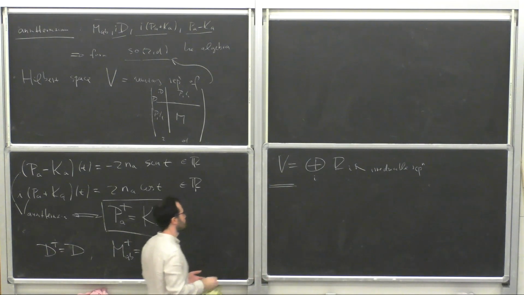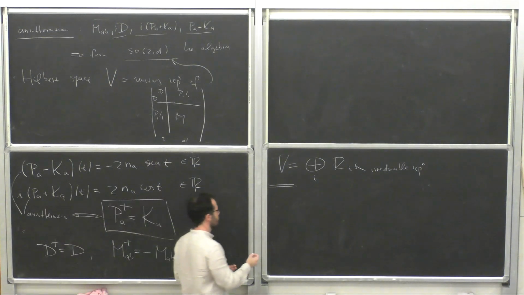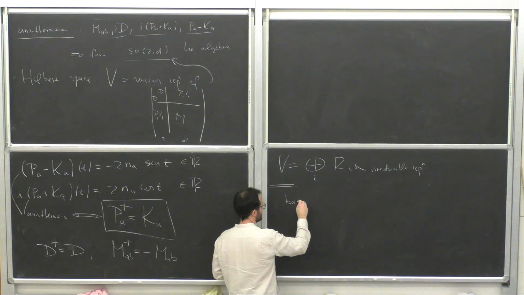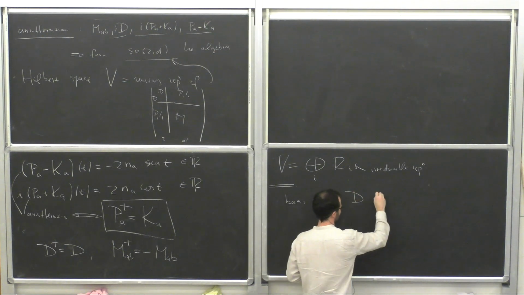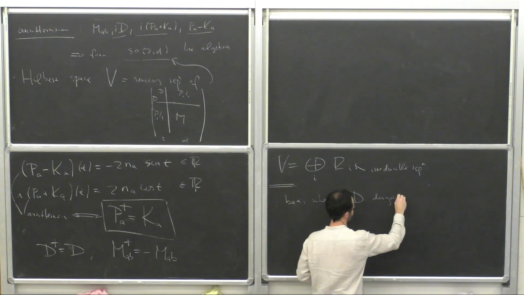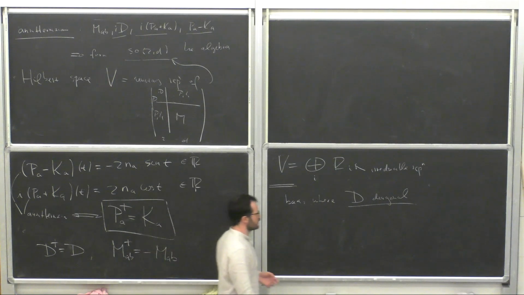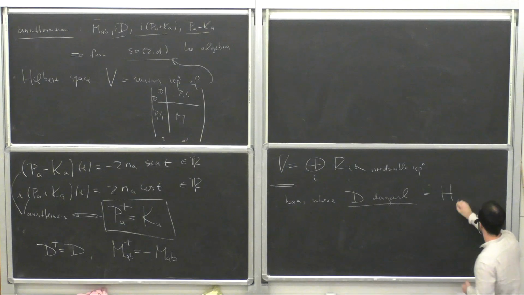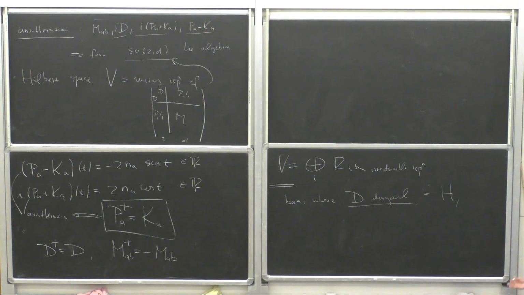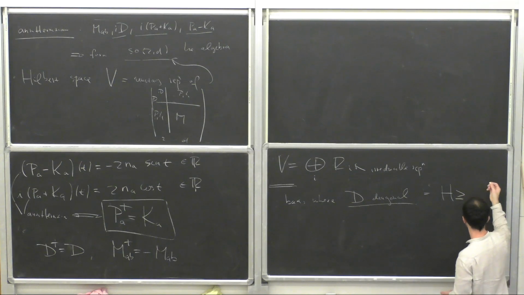Well, you see, we can always work in a basis where D is diagonal. And D is the Hamiltonian. So remember that usually in quantum theory, energy should be bounded from below. So this thing should be bounded by some number. Let's call it E0, right? The energy of the vacuum.